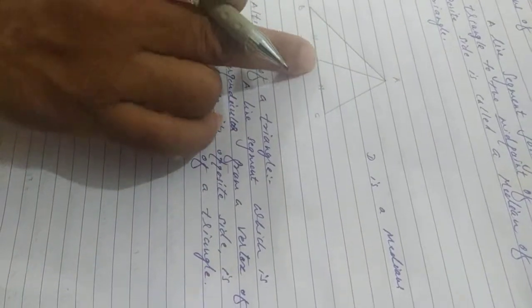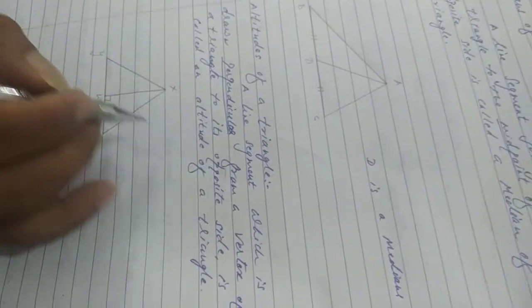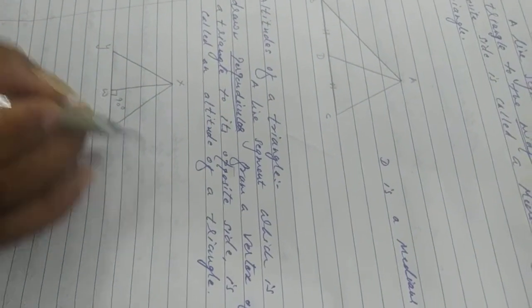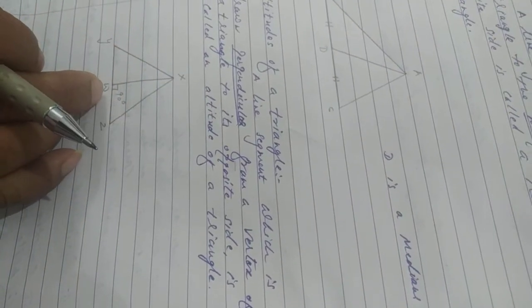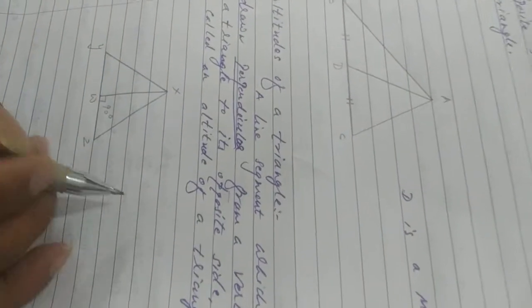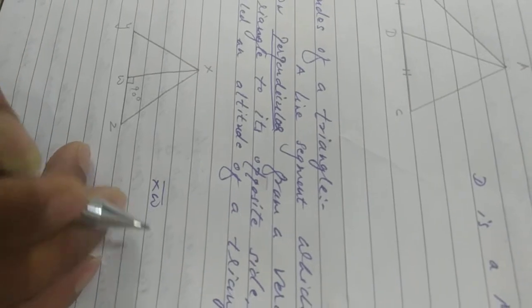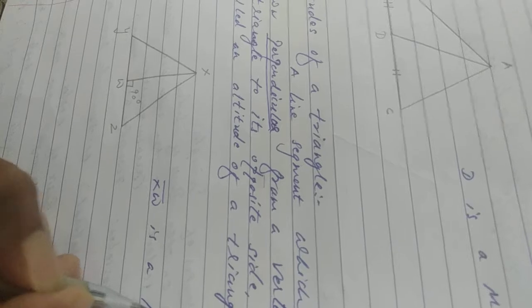Now altitudes of a triangle. A line segment which is drawn perpendicular from a vertex. See, in a median it bisects the opposite side, known as the midpoint, while an altitude is perpendicular, meaning a 90-degree angle, from a vertex of a triangle to its opposite side. This is called the altitude of a triangle. In triangle XYZ, line segment XW is an altitude.